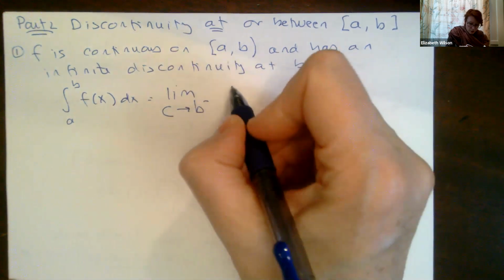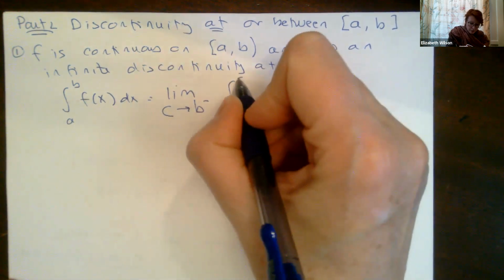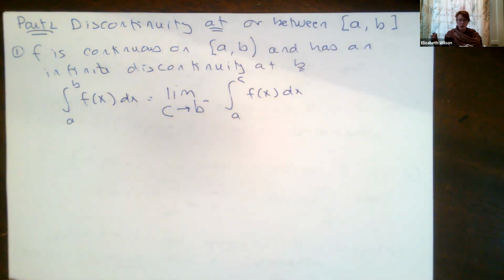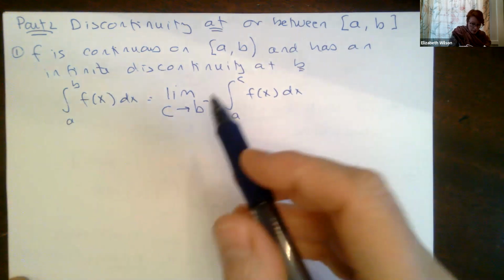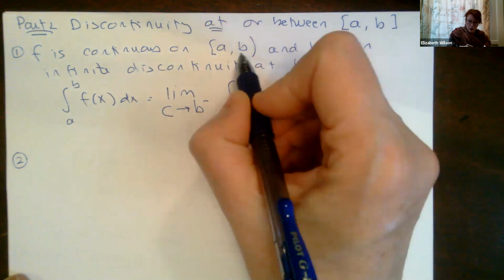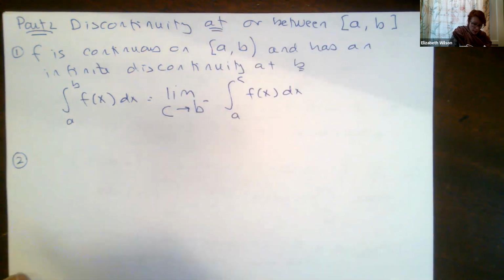So my integral goes from a to c of f of x dx. We know we have some kind of discontinuity there, so we're basically going to take the area under the curve as we get close to where there would be an infinite discontinuity. Okay, so that's part one. That's if I have a problem at b. Let's talk about if we have a problem at a.